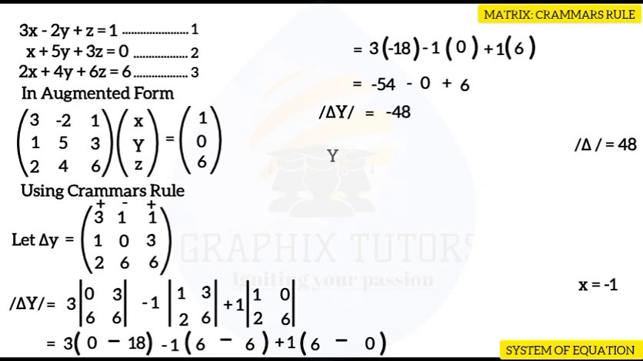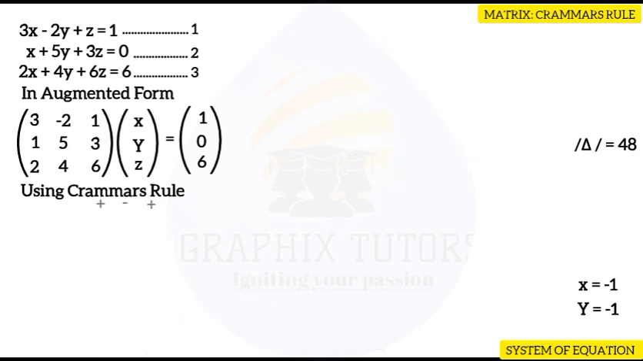So the value of my y in the system of equation will give me determinant of delta y over determinant of delta. I will know the value of determinant of delta y is minus 48, and the value of determinant of delta is 48. So minus 48 over 48 will give you minus 1 over 1, and that is equals to what? Minus 1. So we're done with that. So the value of y in system of equation is minus 1. So go do the same thing for z.